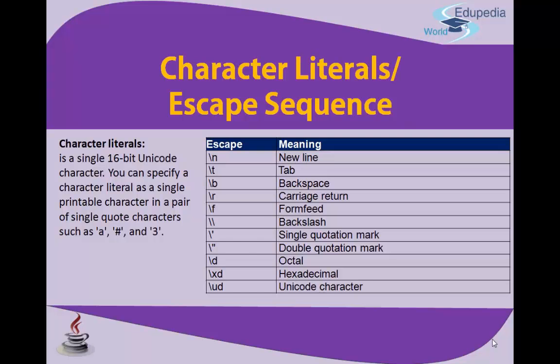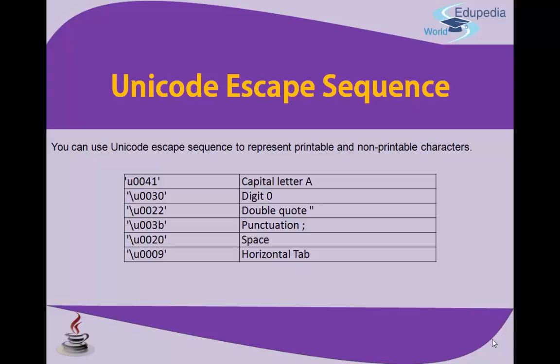Continuing with the next. Now this is the Unicode Escape Sequence. You can use a Unicode escape sequence to represent printable and non-printable characters. You can see single quote \u0041 single quote close, this is for capital letter A. Then you have single quote \u0030 single quote close, the digit zero value. Then you have single quote \u0022 single quote close, the double quote value. This is used to print the double quote value.